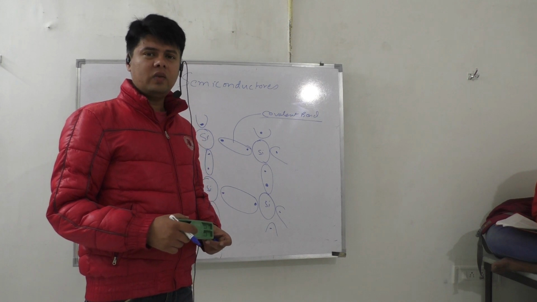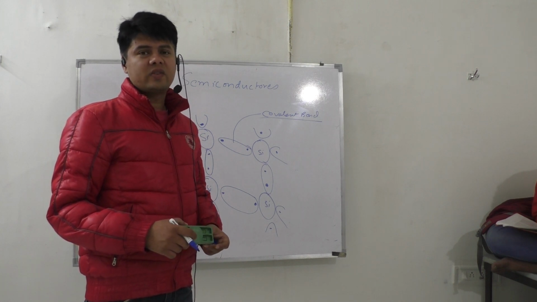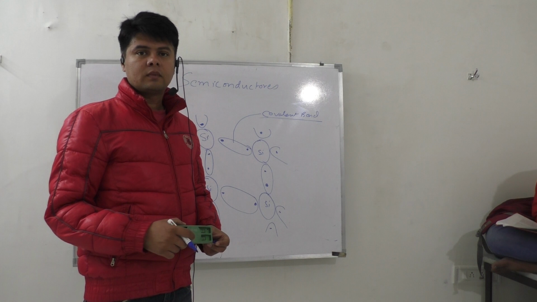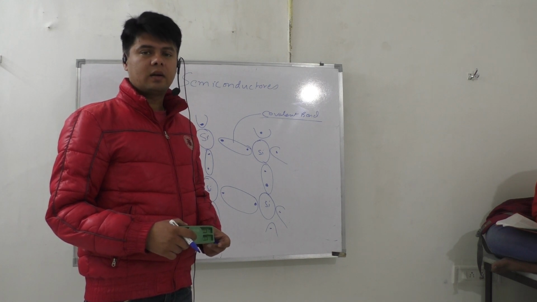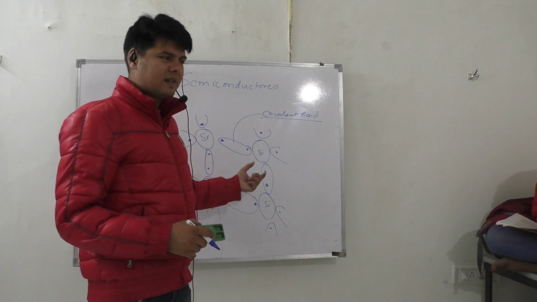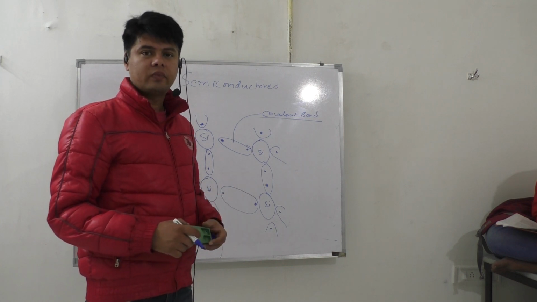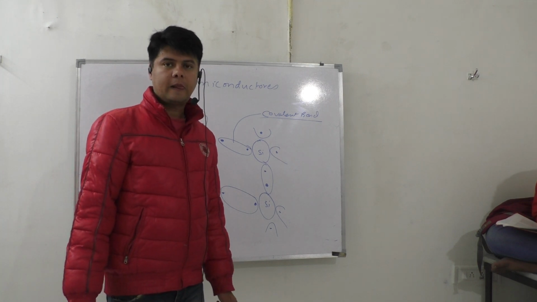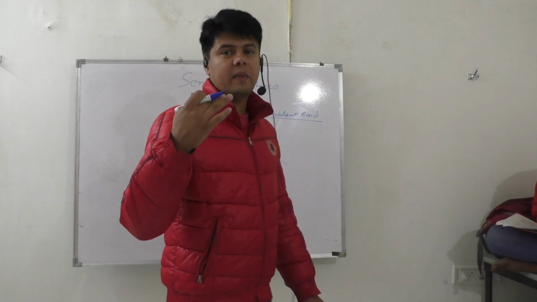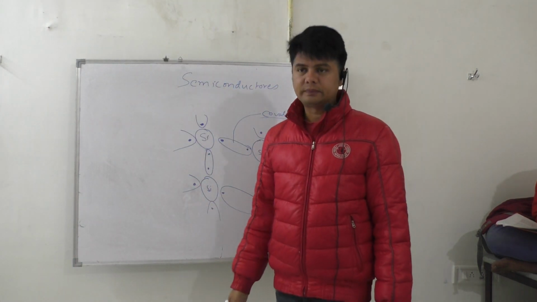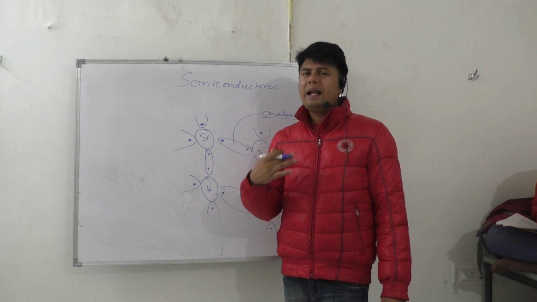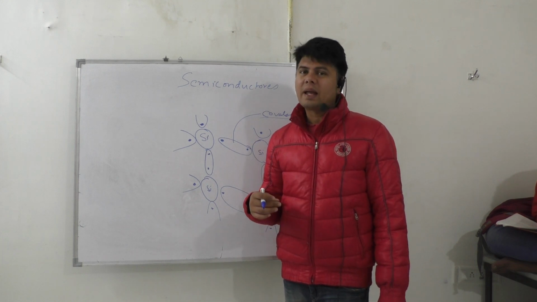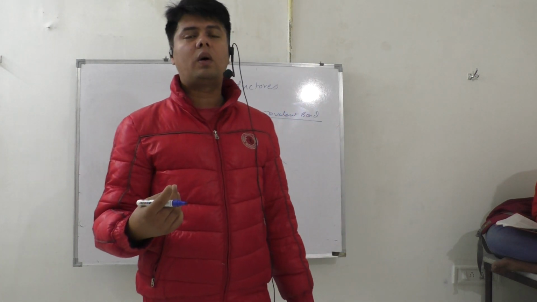If there are no free electrons, it means the resistance is very high, the resistivity is very high. Now, if I wish to pass current through this semiconductor crystal structure, I require a free electron. So what will I do? I will add some impurity atoms to these pure crystals.